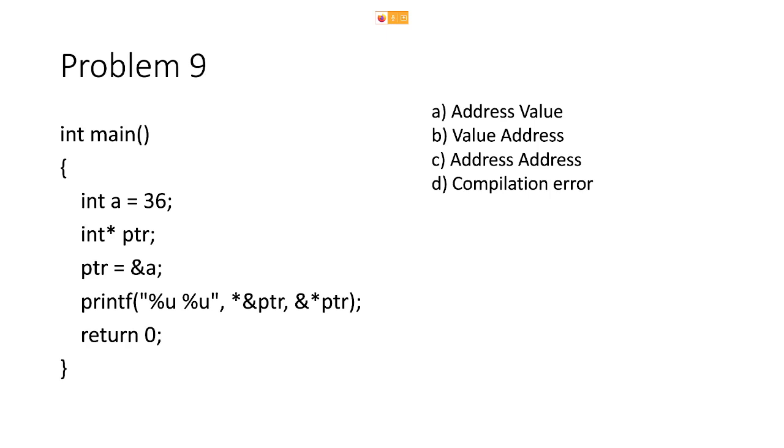Yeah. But the thing is that both of them will print the same value, which is 1000. That is the address of A, which is in ptr. One way to understand this is that the ampersand and the star operator are complementary, so they cancel each other. One is computing the address, one is computing the value at that address.